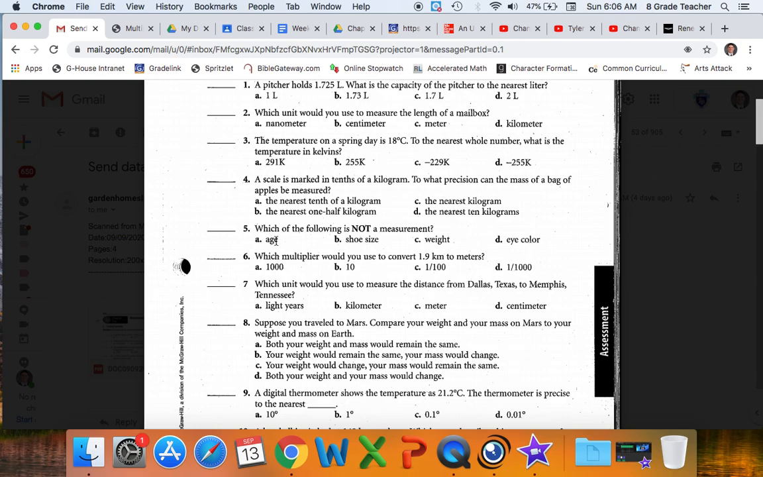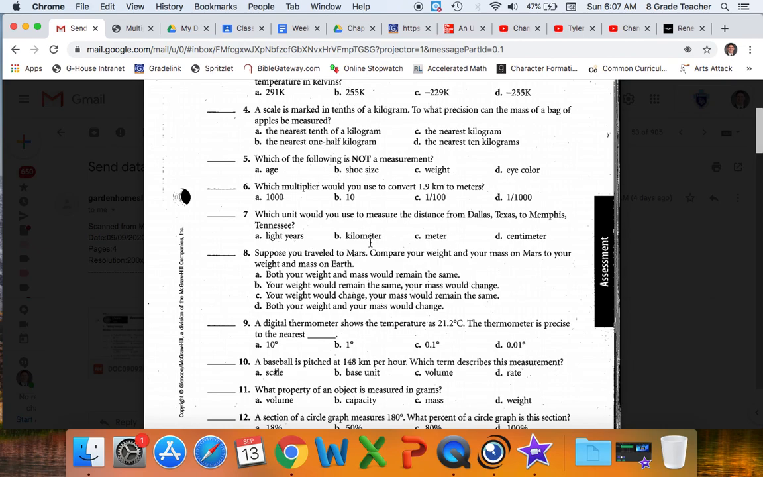6. Which multiplier would you use to convert 1.9 kilometers to 0.9 or smaller, because kilometers is actually bigger than meters? I would multiply that by 1,000 and use letter A here to turn that in. Kilometers, meters, centimeters, or light years.